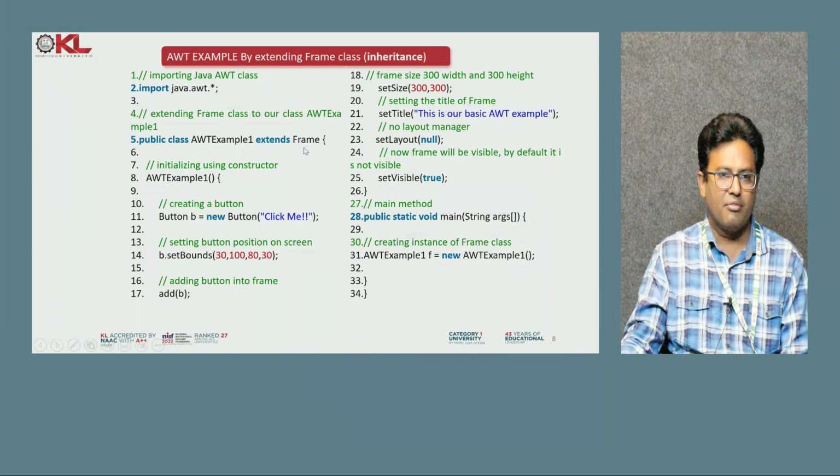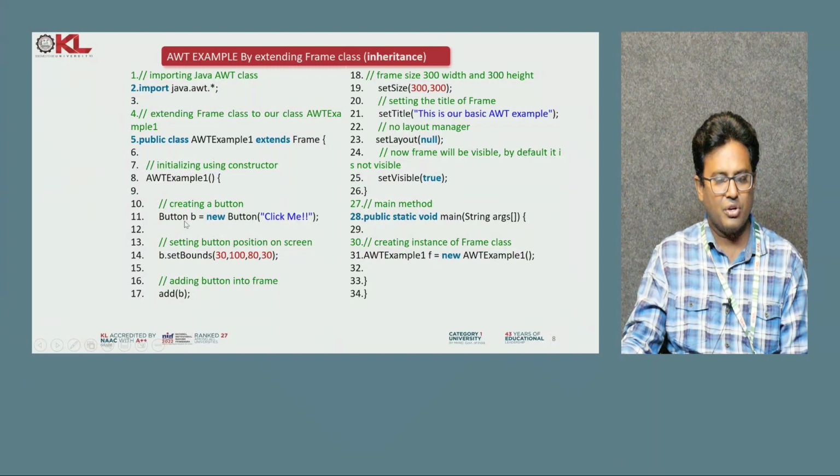After inheriting the frame class into AWT example1 class, then you can access all the methods of this particular frame, and now you are able to create the frame with the support of this inheritance concept. So here inside of this class we have constructor. For this particular AWT example1 class we have constructor. Inside this constructor we created the object for the button, and even we set the bounds for the button. After that we added the button to the frame. So here through the inheritance concept we inherited the frame into the AWT example1 class. Next inside of this AWT example1 constructor we created the button object.